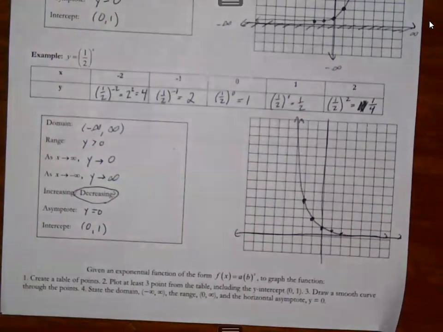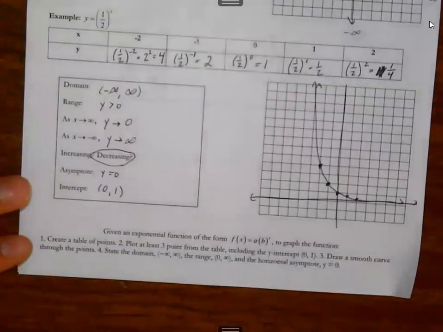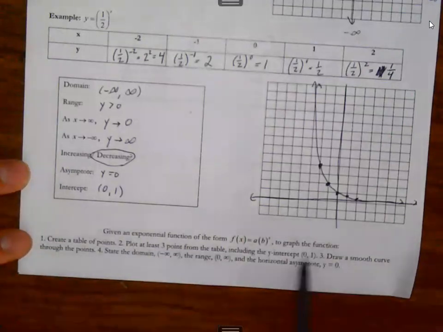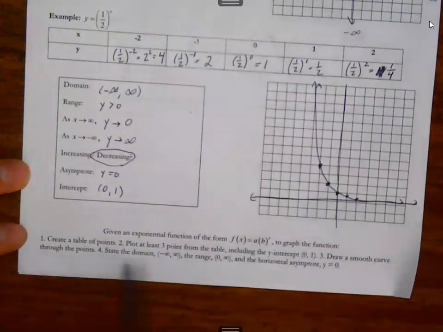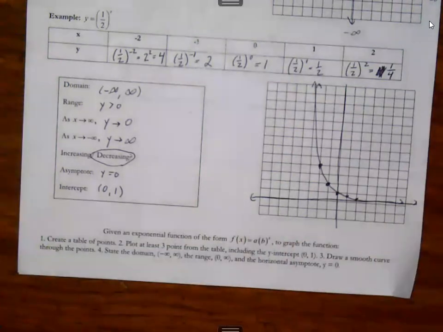All right, and that's how you graph. We make a table, plot our asymptote, and then connect the dots. If you look at the bottom of the page, it gives you some basic rules to help you graph these: create a table, plot at least 3 points, including the y-intercept, draw a smooth curve, and state the domain, range, and horizontal asymptote. This is the model that you're following every time.